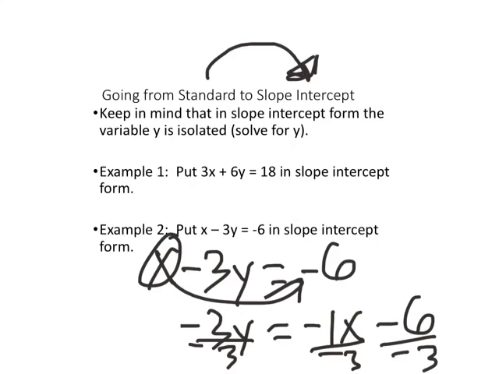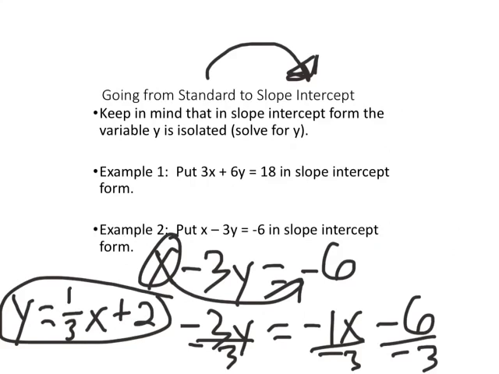When I divide everything by a negative 3, that's going to leave me with y equals negative 1 divided by negative 3 would be a positive 1/3 x, and then negative 6 divided by negative 3 would be a positive 2. Now I have my equation in slope-intercept form. So to put something in slope-intercept form when it's in standard, step 1 is to move the x term over. When it changes sides, change signs, and then divide to isolate your variable y. Once it's in slope-intercept form, you could then go ahead and take it and graph it.